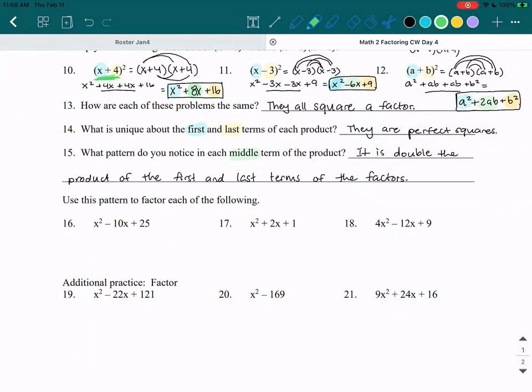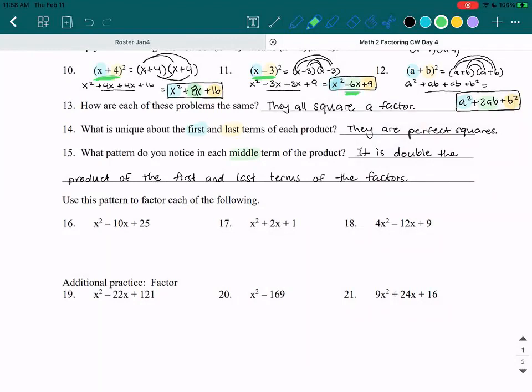And what about the negative 6x in number 11? So if you take the two numbers in the factor, so the x and the negative 3, you multiply it together, you get negative 3x. Double that, and you will end up with our middle term, our green number right here.